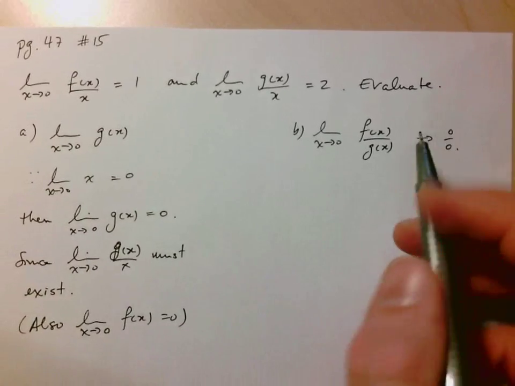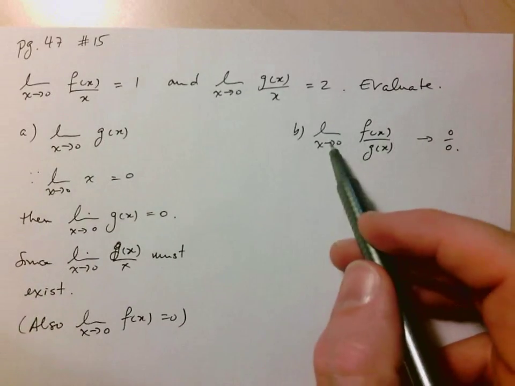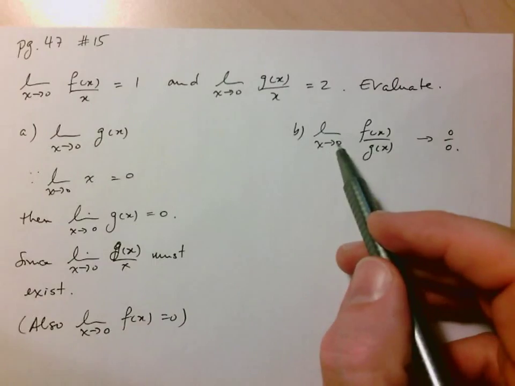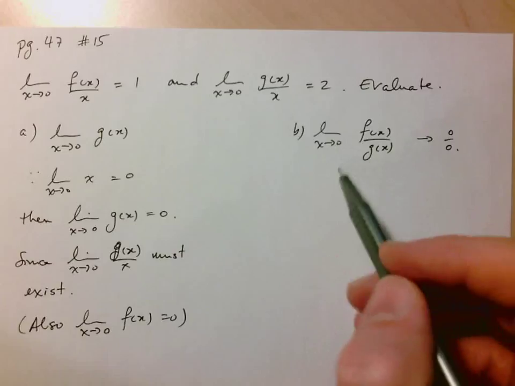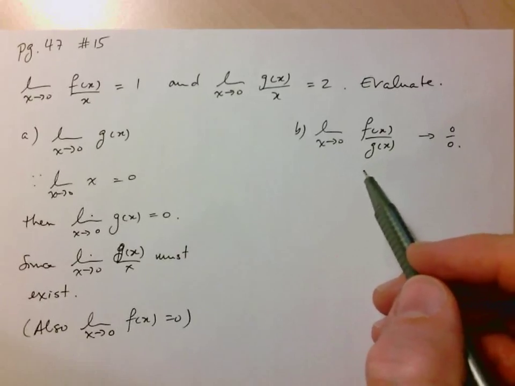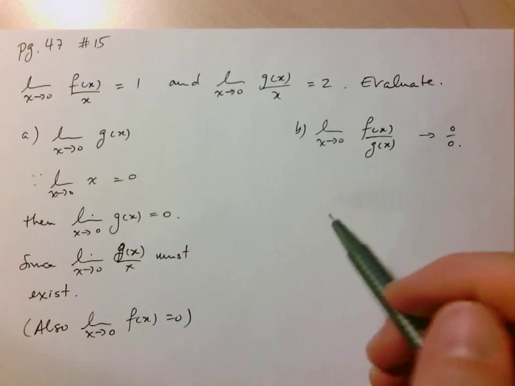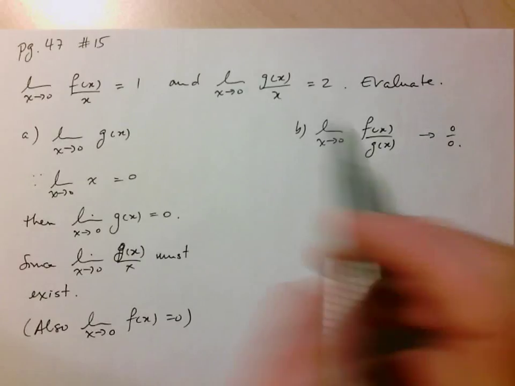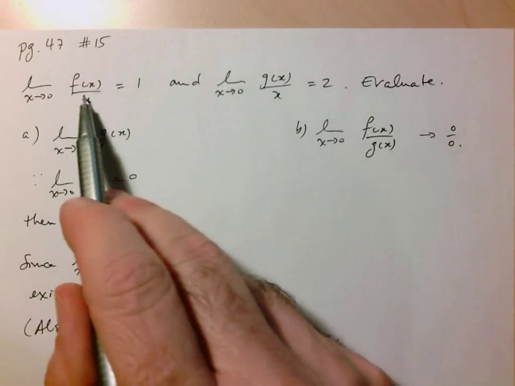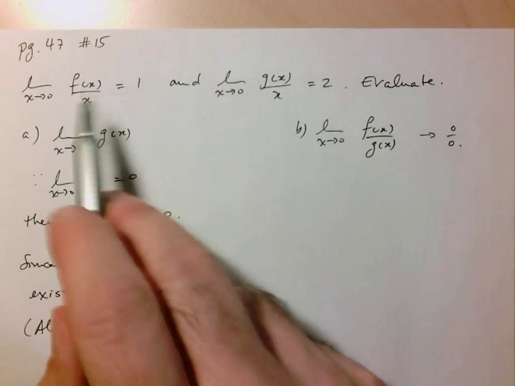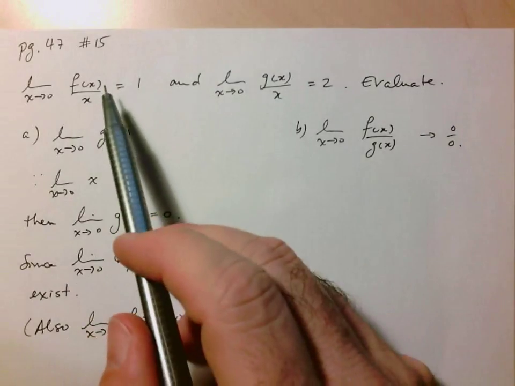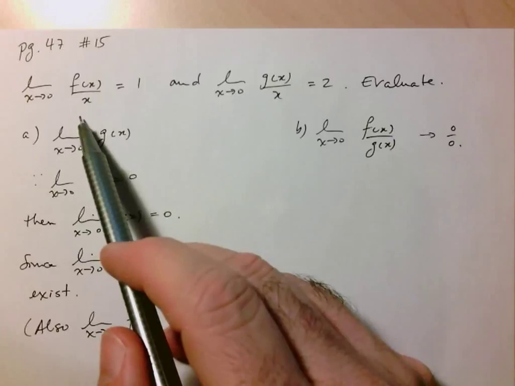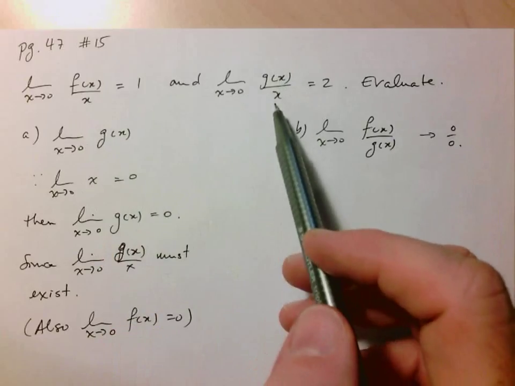So one thing I cannot do is split this up into a quotient, the limit of f of x divided by the limit of g of x, because the limit of the denominator is equal to 0. I can't use that property when the denominator approaches 0. So I'm going to have to somehow use these two pieces of information that I have. I notice here I've got f of x divided by x. I also have g of x divided by x.